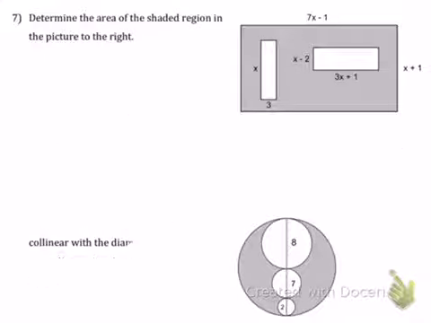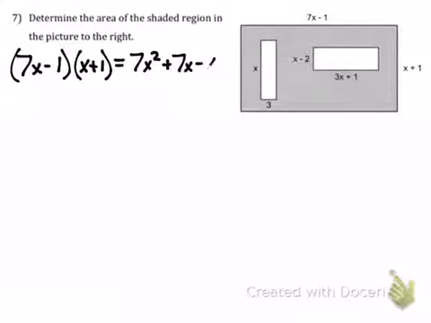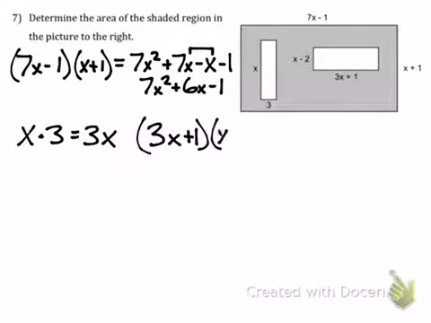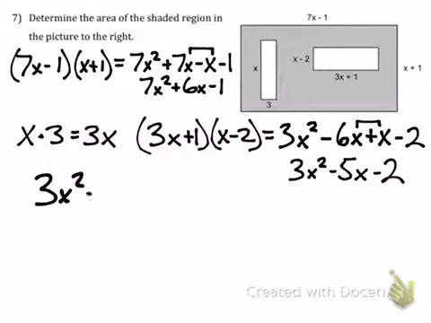For question 7, you basically have to find the area of the entire large shaded rectangle, and you would do that by multiplying the base times the height and combining your like terms, and you get 7x squared plus 6x minus 1. Then you have to find the area of the white rectangles that are on the inside. So the tall, skinny one is x times 3. And then the wider one is you multiply the 3x plus 1 and the x minus 2. And just FOIL it, and you would get 3x squared minus 5x minus 2.